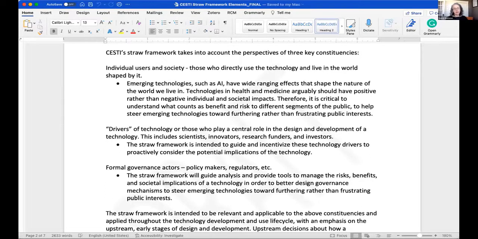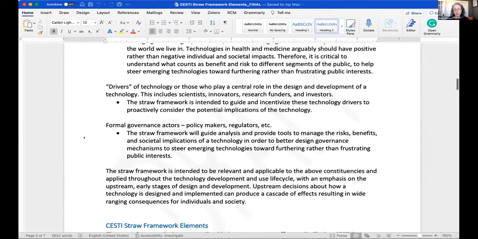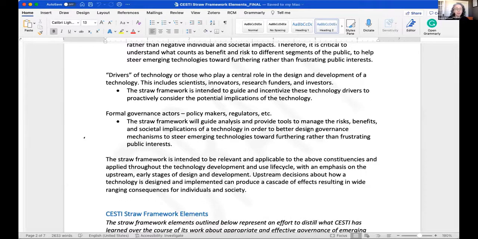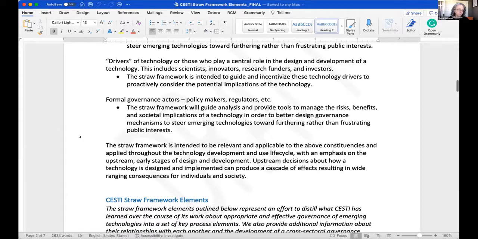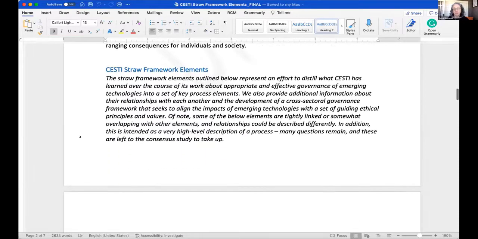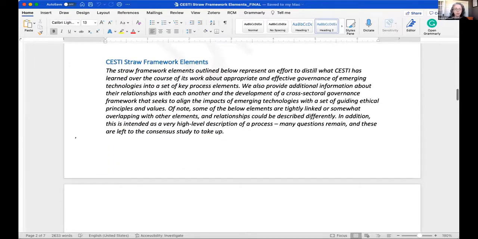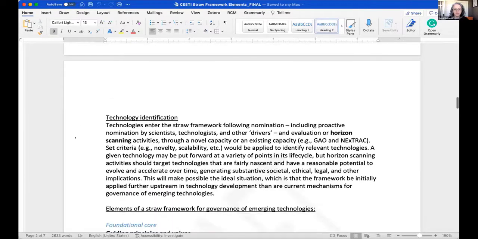You also heard me mention yesterday that CESTI's straw framework and our work generally has taken into account the perspectives of 3 key constituencies: individual users in society who use the technology, often shape it in their use, and live in the world shaped by it; the drivers of technology, who play a central role in design and development; and the formal governance actors, including policymakers, regulators, etc. So with that preamble, into the framework elements.